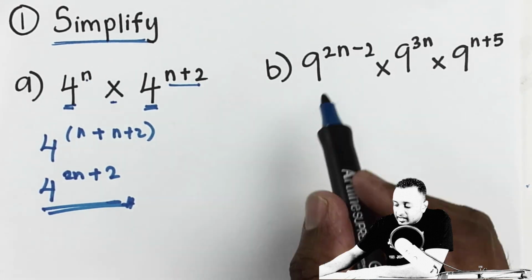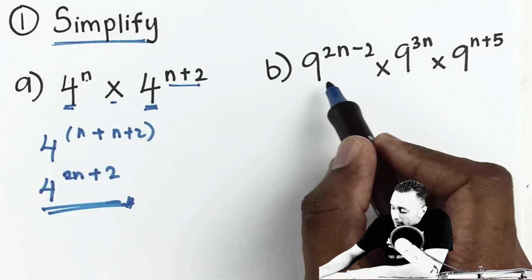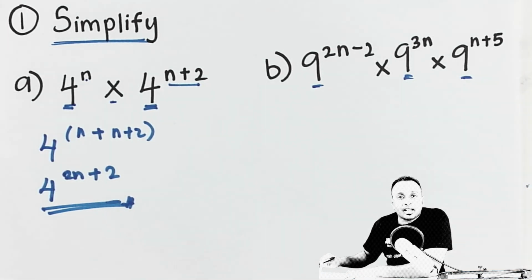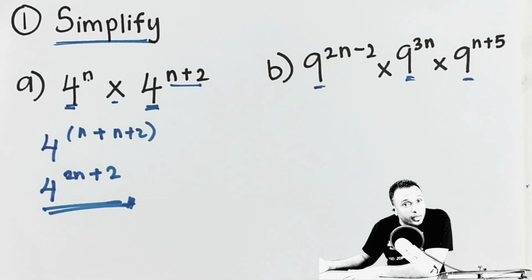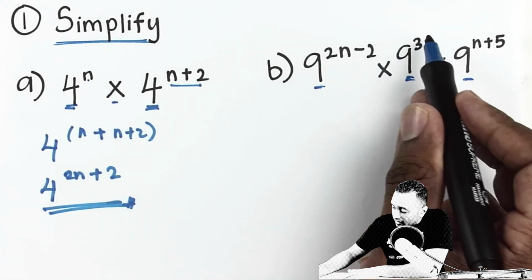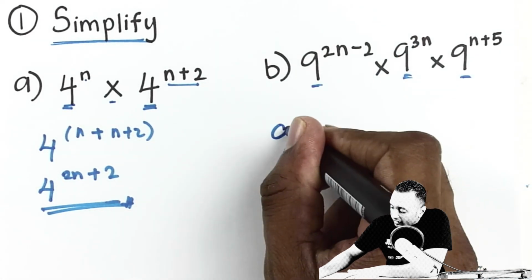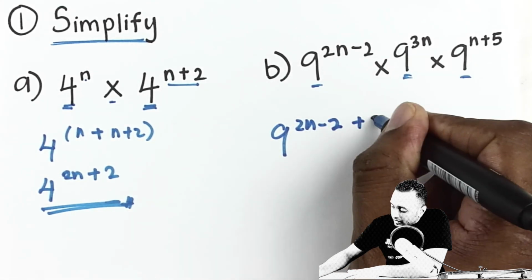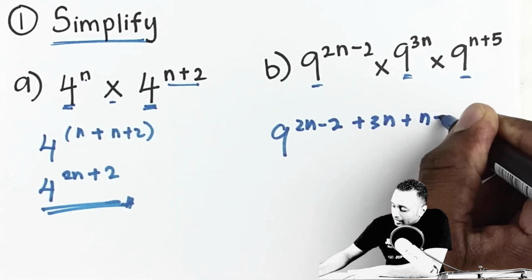Okay. So next, let's have a look at question B. Dalam question B, is the base same or not? 9, 9, 9. Same kan? Kalau base dia sama, then kita boleh simplify straight. How do we do that? Simple. Kalau times plus, so we gonna have 9, 2n minus 2 plus with here berapa? 3n plus dengan n plus 5.